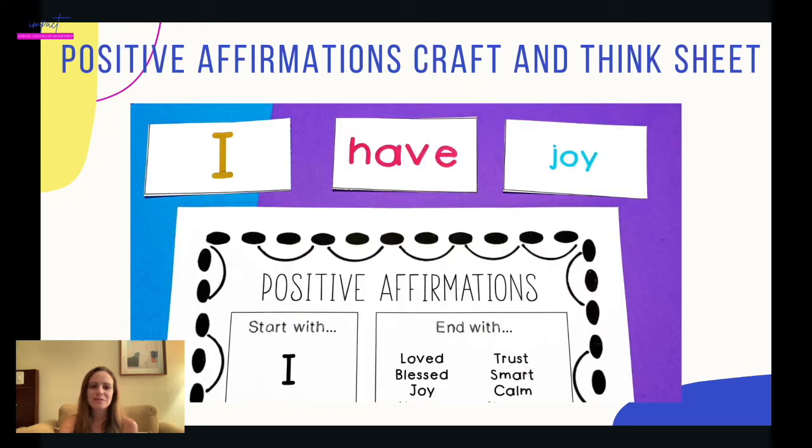Then there's a positive affirmations craft and think sheet. So they're going to rearrange these affirmations, cut them out, and you can laminate these and keep these in your office because you can use them for self-esteem, all kinds of stuff as well. But put them all on the table, and then they can write different positive affirmations.